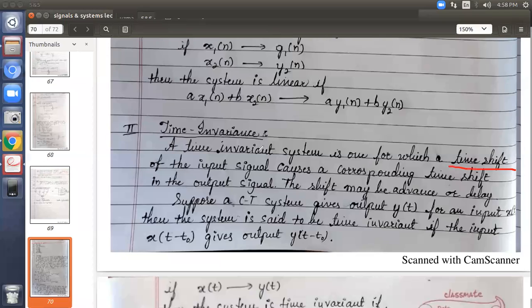Okay, there is a time shift in the input signal, input time. It causes a corresponding shift in the output. That's what I just now explained to you with an example. And this shift can be advanced or delayed.